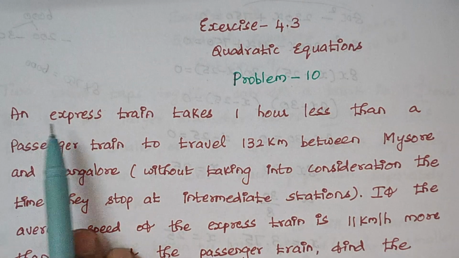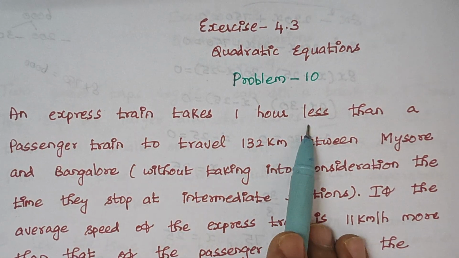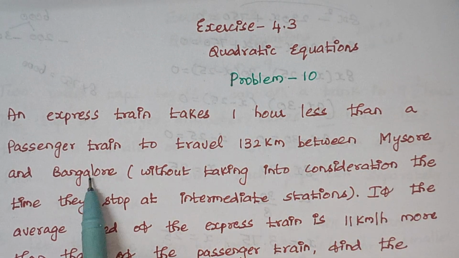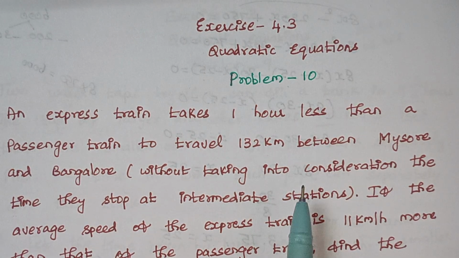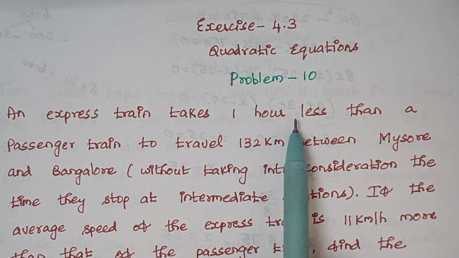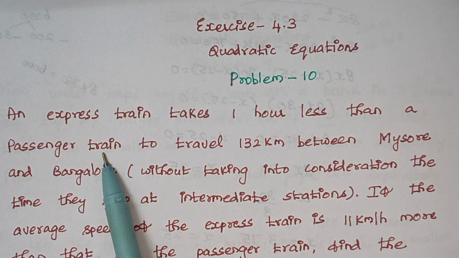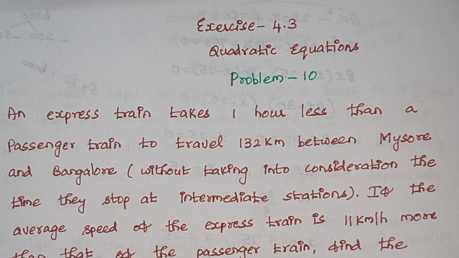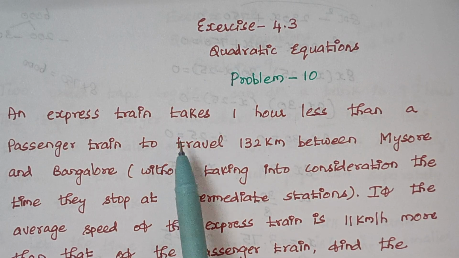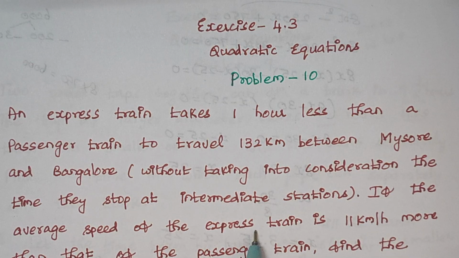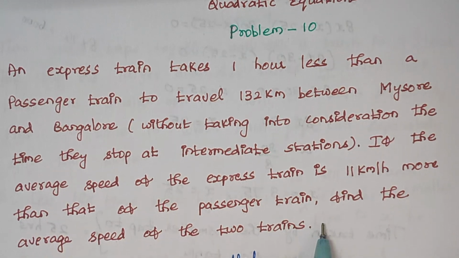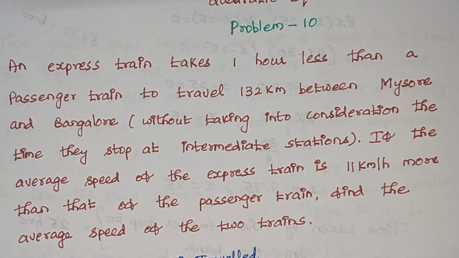The problem is: an express train takes 1 hour less than a passenger train to travel 132 km between Mysore and Bangalore. So here the total distance is 132 km and the express train takes 1 hour less than the passenger train. For example, if the passenger train takes 10 hours to cover this distance, then the express train takes only 9 hours. If the average speed of the express train is 11 km per hour more than that of the passenger train, find the average speed of the two trains.